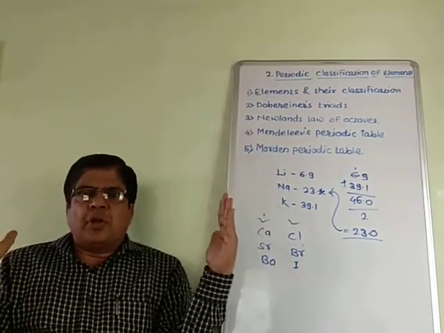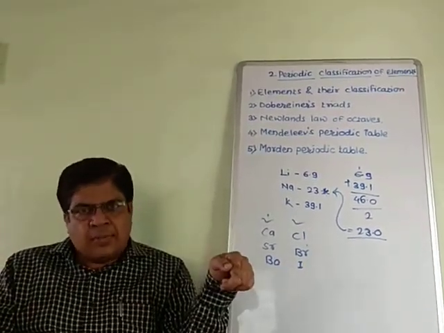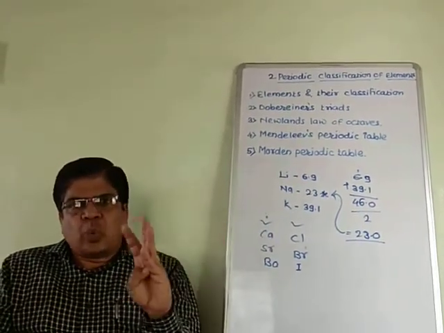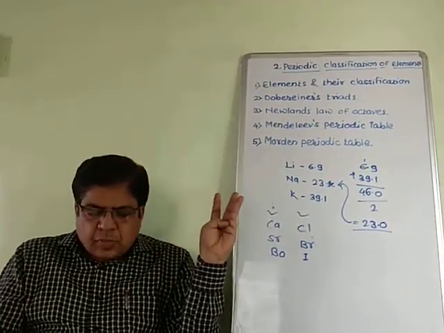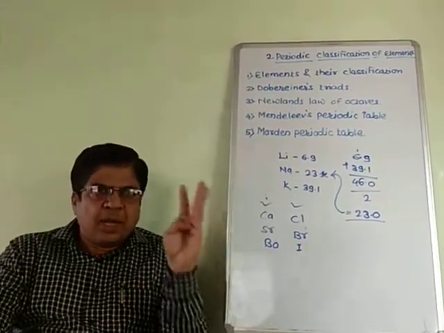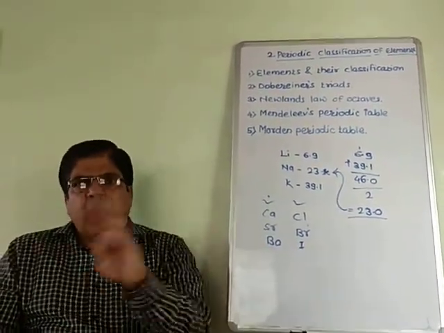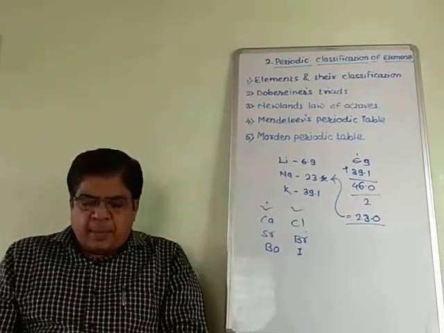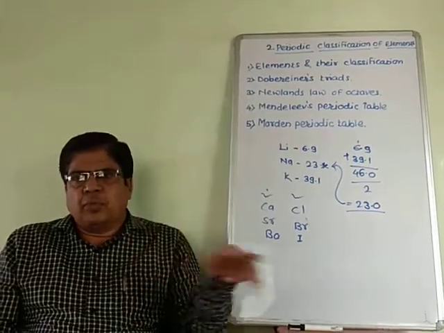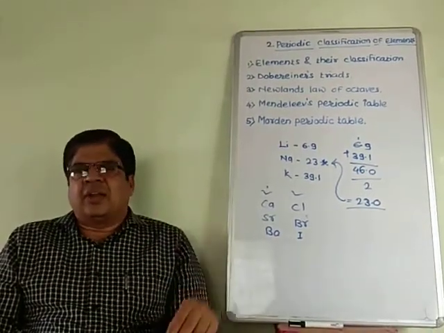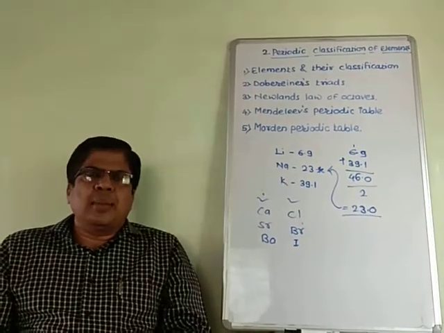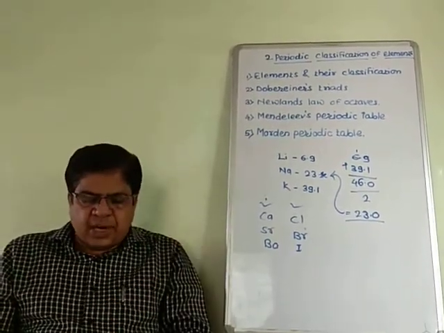In the modern periodic table there are 18 columns. Groups 1 and 2 form S block elements, 3 to 12 form D block elements, 13 to 18 form P block elements, and the bottom two series, lanthanide series and actinide series, form F block elements. D block elements are also called transition elements.